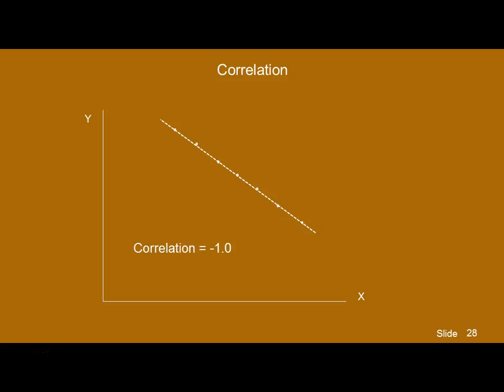In general, then, the closer a correlation is to 1 or -1, it tends to indicate a stronger correlation. Correlations close to 0 imply no linear relationship. There could still be a nonlinear relationship, but not necessarily linear.